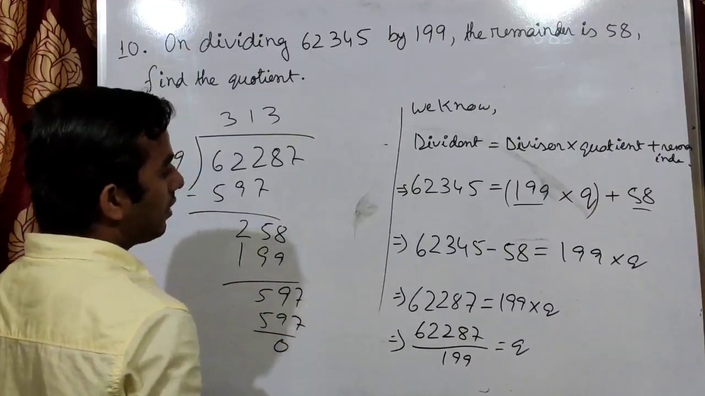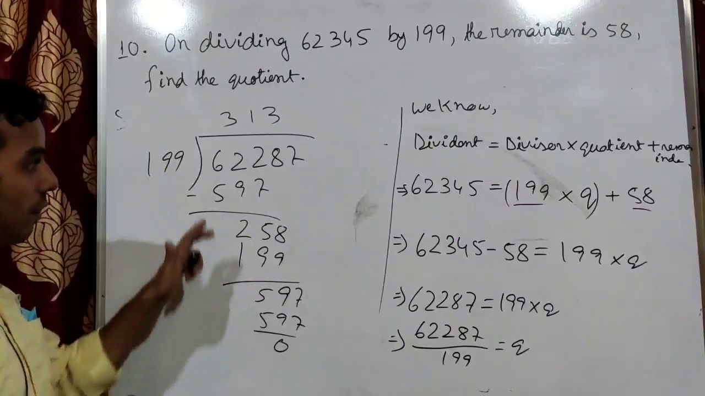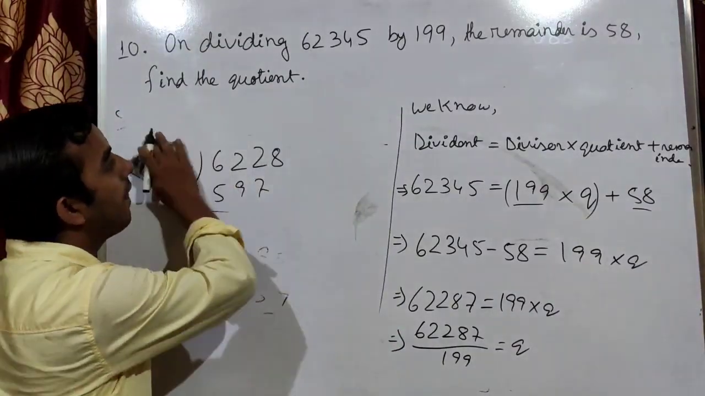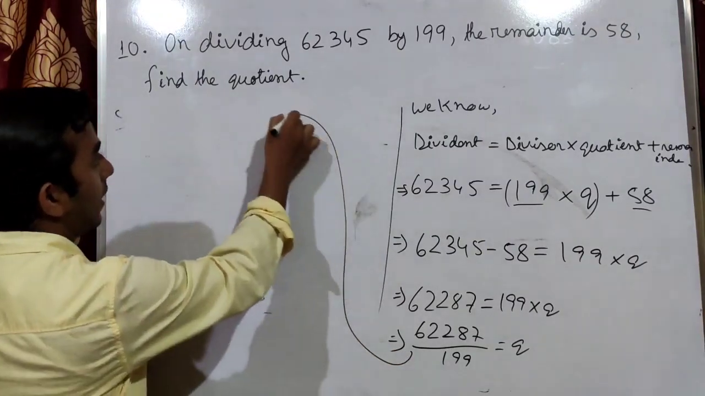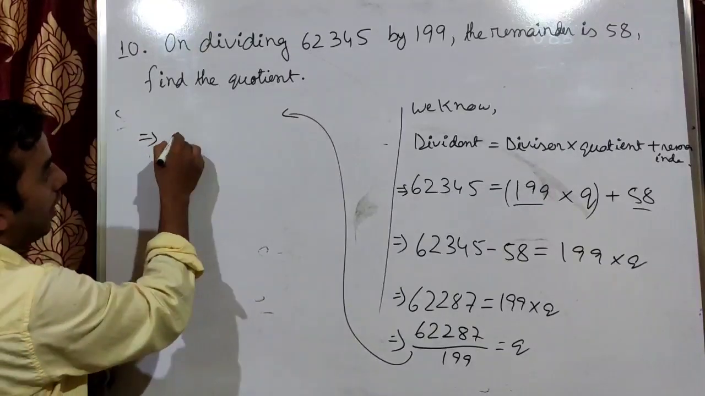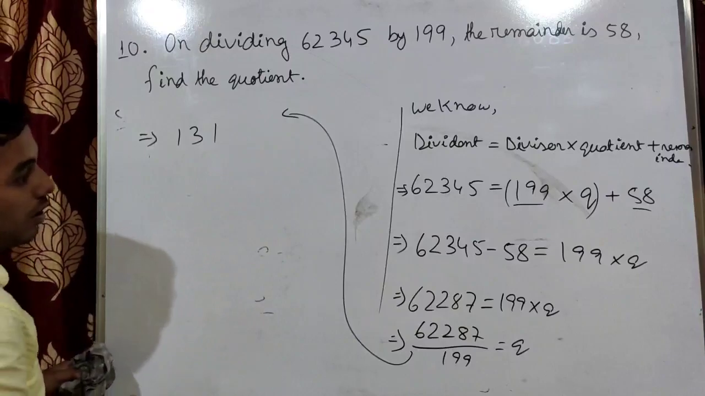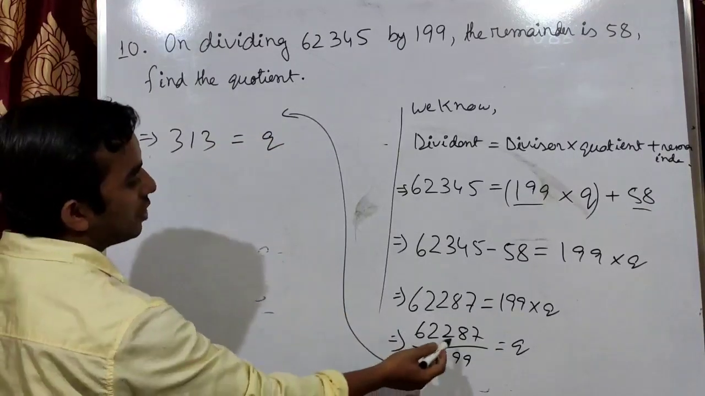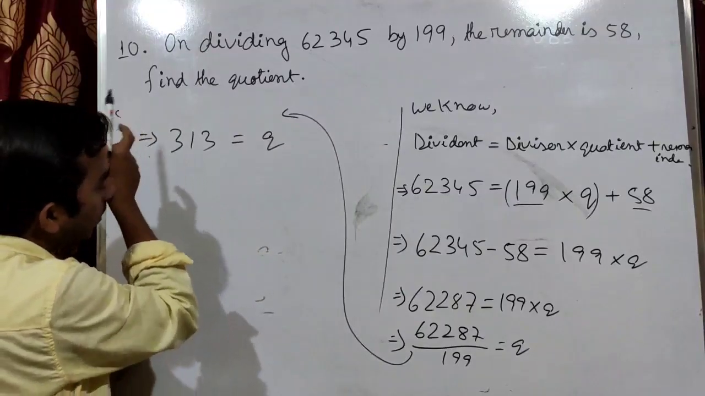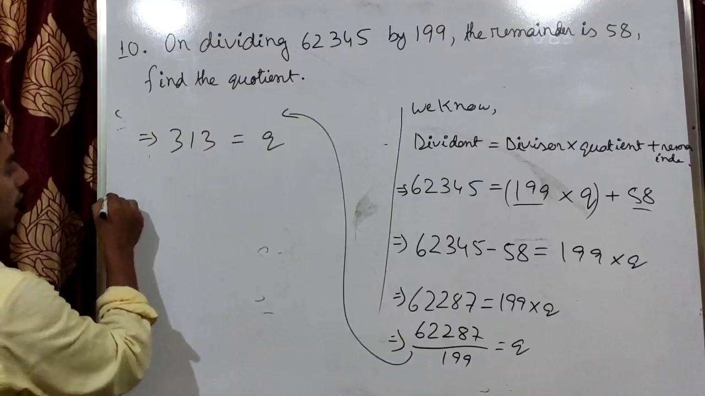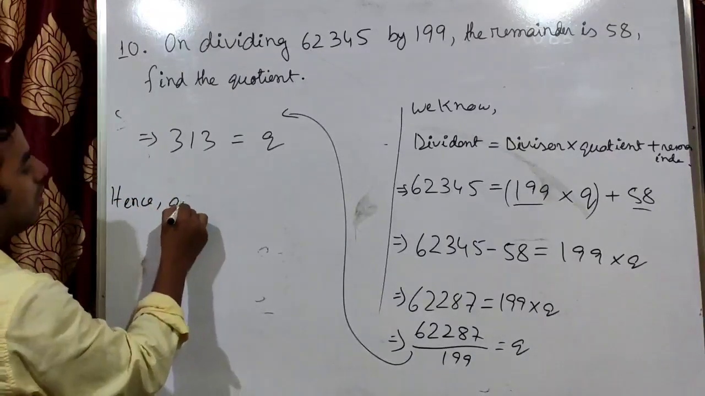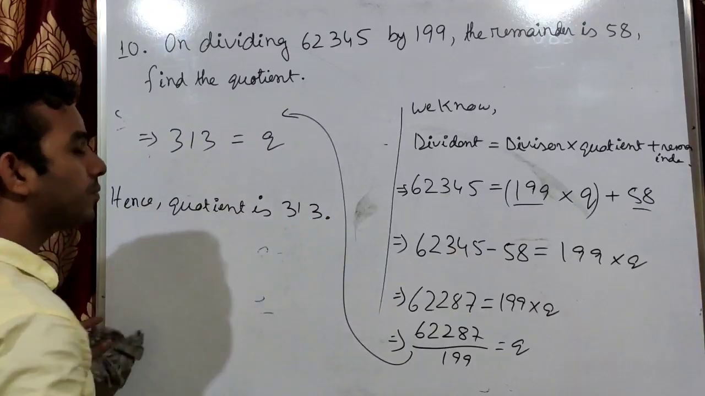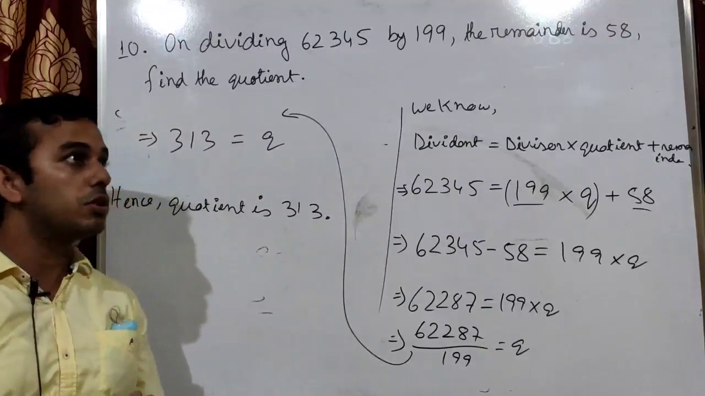So we will write here, after this, clear? That is, our quotient we got is 313. So 313 equals q. That means when we divide 62,287 by 199, we get 313. Therefore, we write hence quotient is 313. Clear? Okay.